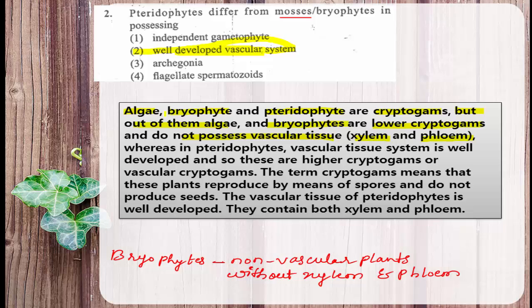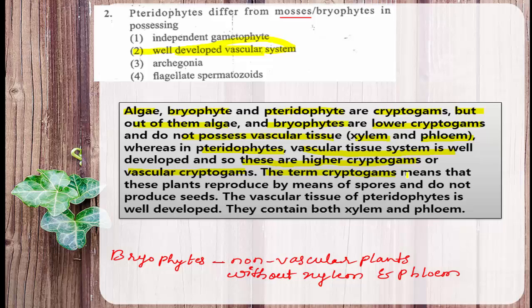The xylem and phloem are absent in algae as well as bryophytes. Whereas in case of the pteridophytes, vascular tissue system is well developed. So these pteridophytes are called higher cryptogams. See, one more very important term to remember.